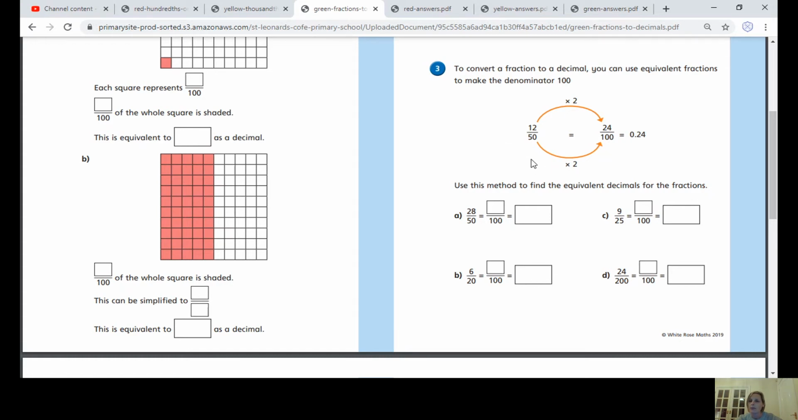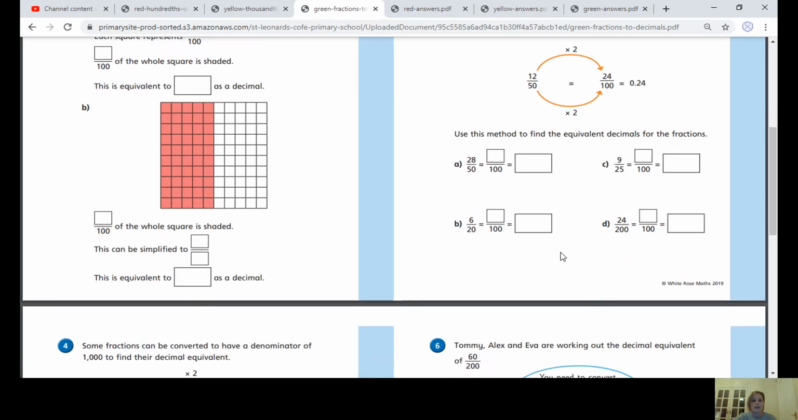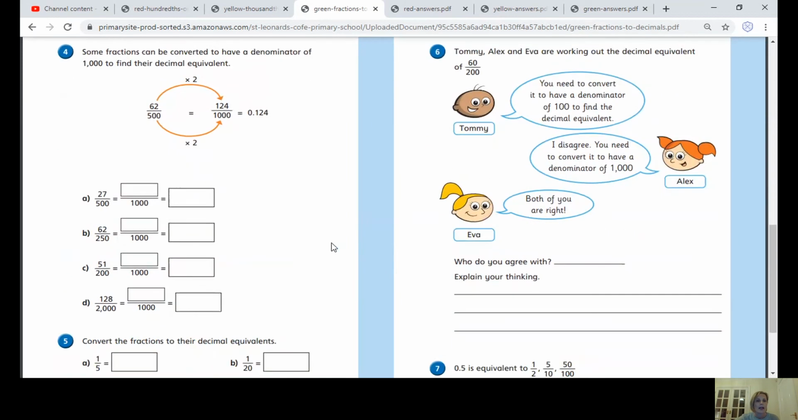So what they've done here is they've multiplied it to make it easier. So 50 times 2 is 100. So we're working in hundredths. And 12 multiplied by 2 is 24. So that makes our fraction 0.24. Okay, you've got to use that same method. So have a look at it if you're not sure, to convert the following fractions into decimals, in the same way.